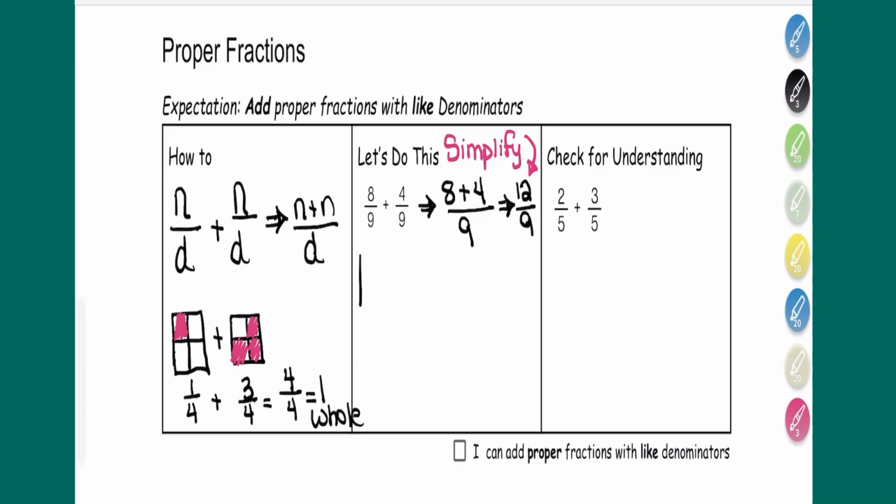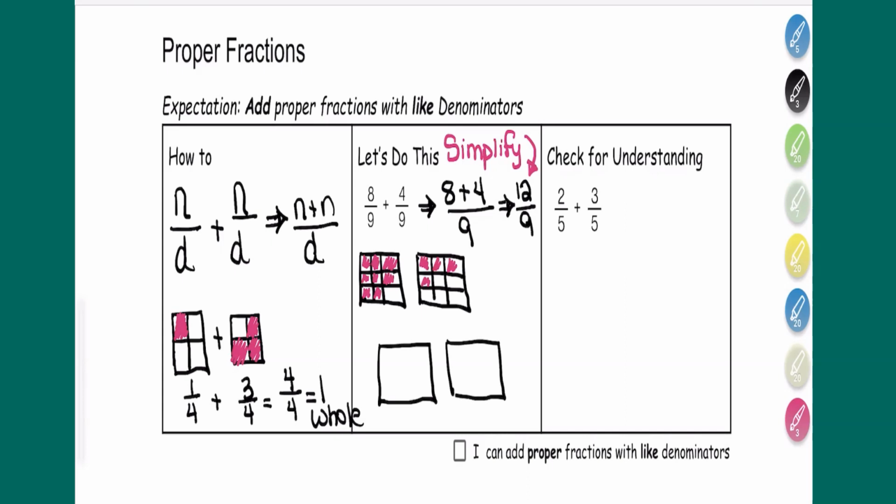So let's draw an image of this. There's 9 sections there. So this one has 8 of the 9 sections, so I'm going to fill in 8 of those sections. This one has 4 of the 9 sections, so I'm going to fill in 4 of those sections. So if I had one whole here, I'm bringing my work down, and I'm showing that I'm adding these two together by coming down to this step.